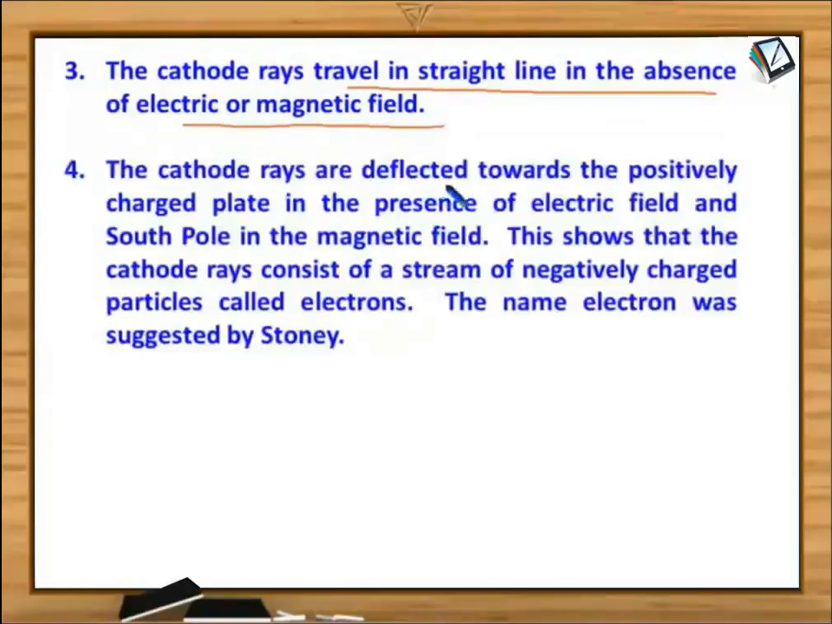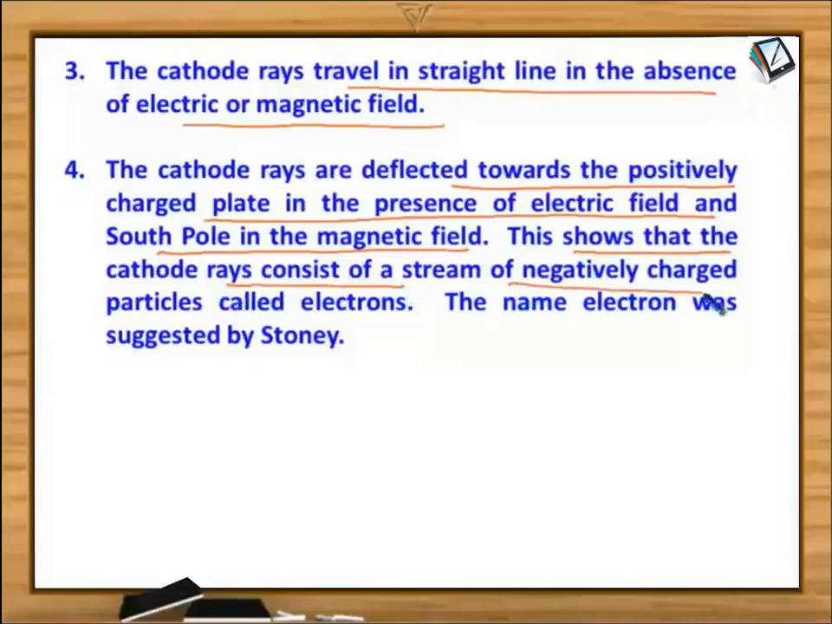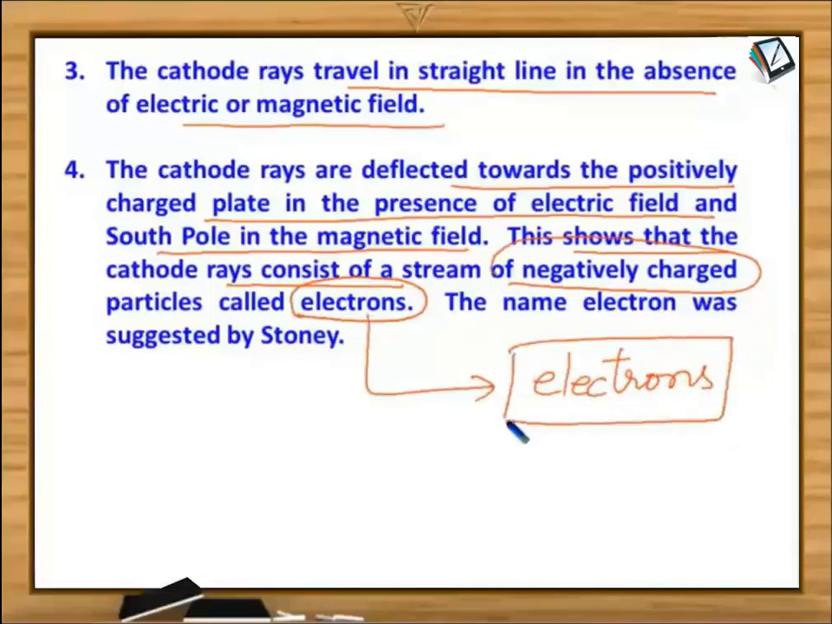The cathode rays travel in a straight line in the absence of electric or magnetic field. And the cathode rays are deflected towards the positively charged plate in the presence of an electric field, and towards the south pole in the magnetic field. And this shows that the cathode rays consist of a stream of negatively charged particles. And what are those particles? Those particles are called electrons. So in this particular way, the electrons were discovered.